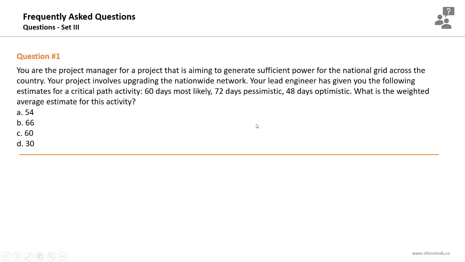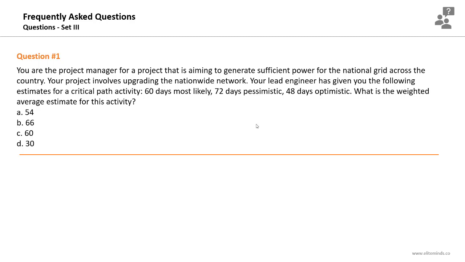Question number 1. You are the project manager for a project that is aiming to generate sufficient power for the national grid across the country. Your project involves upgrading the nationwide network. Your lead engineer has given you the following estimates for an activity on the critical path. 60 days most likely, 72 days pessimistic, 48 days optimistic. What's the weighted average estimate for this critical activity?